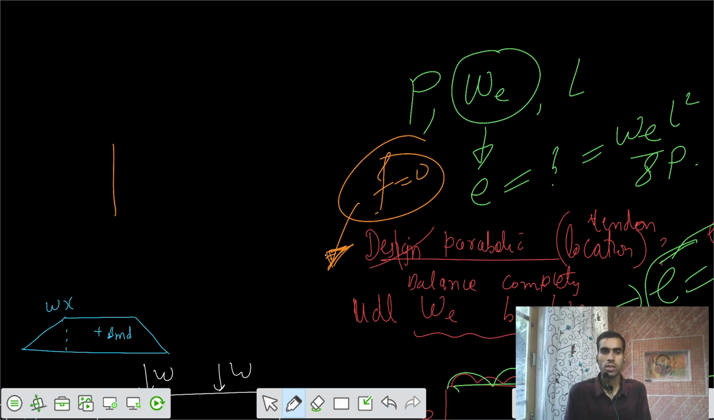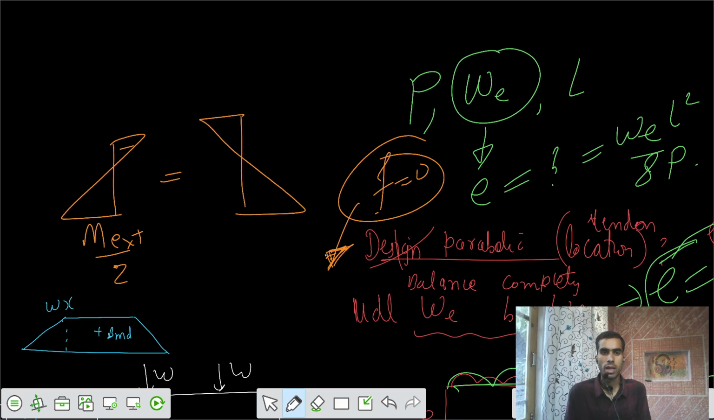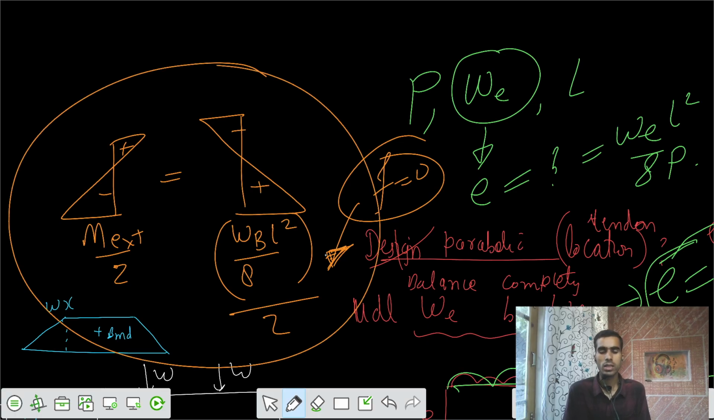It means the stresses caused by the moments, the external moments, are balanced by that balancing load, the balancing UDL. So the meaning here is this one. This is the meaning for that.